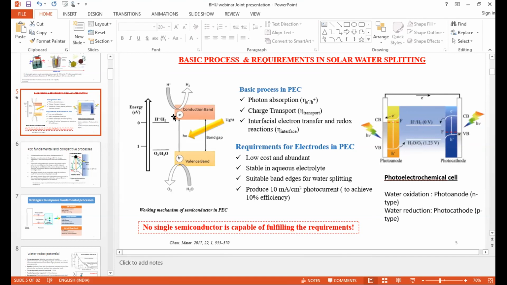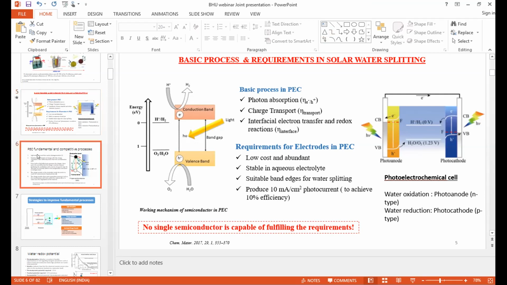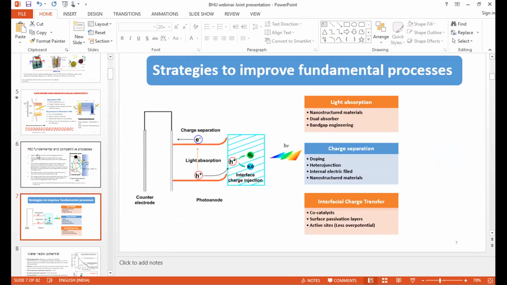Any other questions for Professor Raja? Actually, I have a question, Professor Raja, regarding slide 7, if you can please go to slide 7. When you talk about light absorption utilizing nanostructure materials, may I know what are the specific materials that you utilize? Actually, these are the ways proposed in the literature.